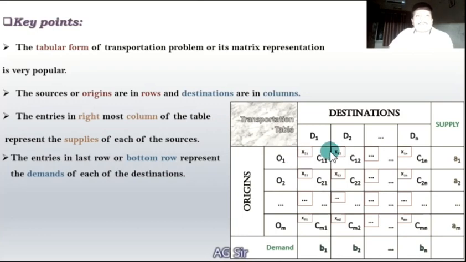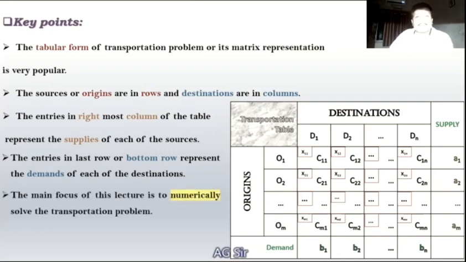So what is the cost of this cell? The cost of this cell is C11 multiplied by X11. Similarly, you can determine the transportation cost for the rest of these mn cells as well. The sum of these values is the total cost of transportation. Clearly, in this problem, we have to minimize this total cost of transportation, and therefore we have to determine how many units you need to transport from each origin to each destination. However, our main focus in this lecture is to numerically solve the transportation problem, and hence we better concentrate on its tabular form.